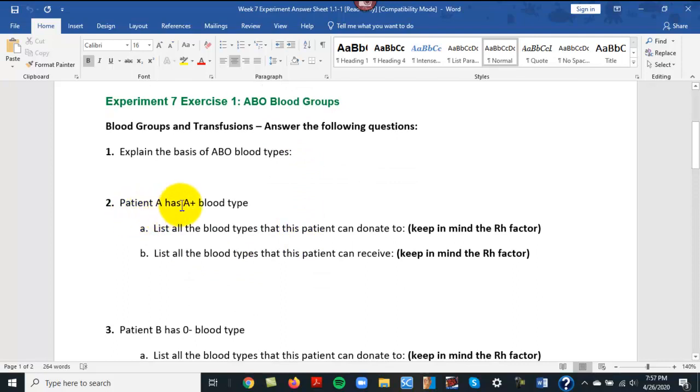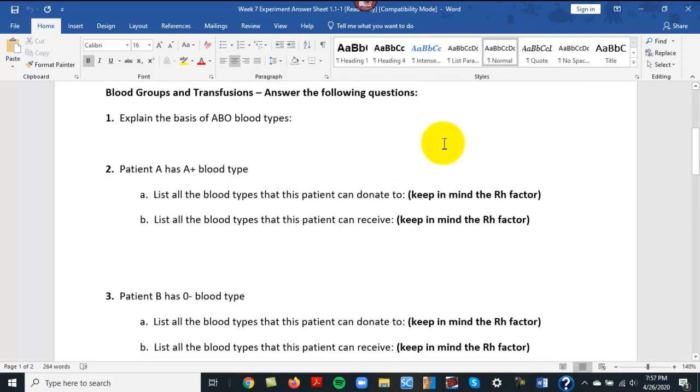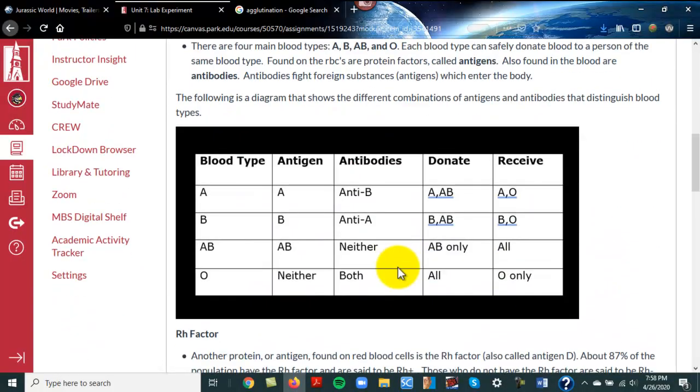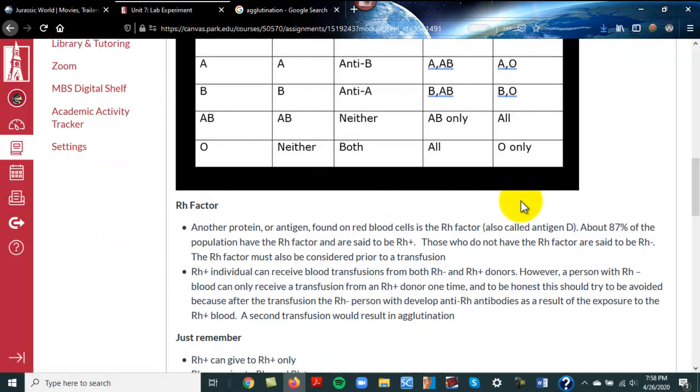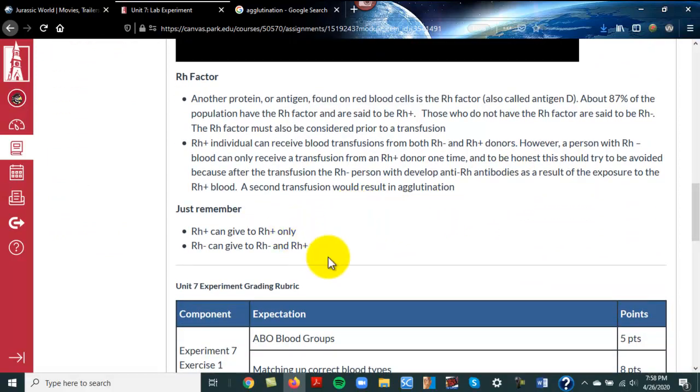This one, patient A has A positive blood type. I actually went through that one with you. Who can you donate to? Who can you receive from? Well, there's actually a chart in the ABO handout and this one as well. It tells you who they can donate to and who they can receive from. You have to make sure you keep the pluses and minuses. I'm B negative. Some of you are probably either positive or negative.